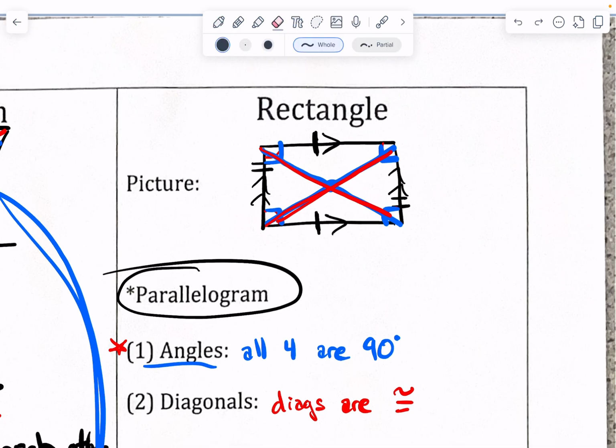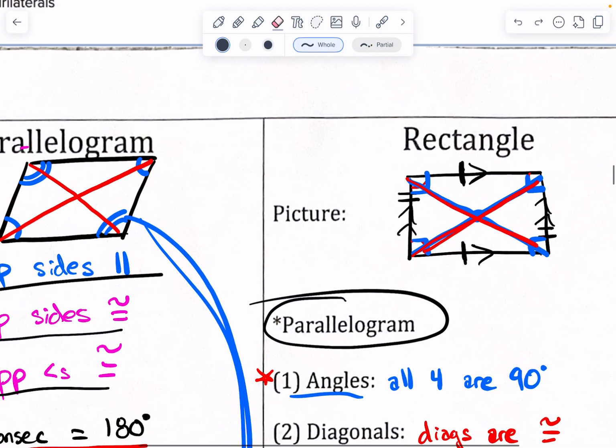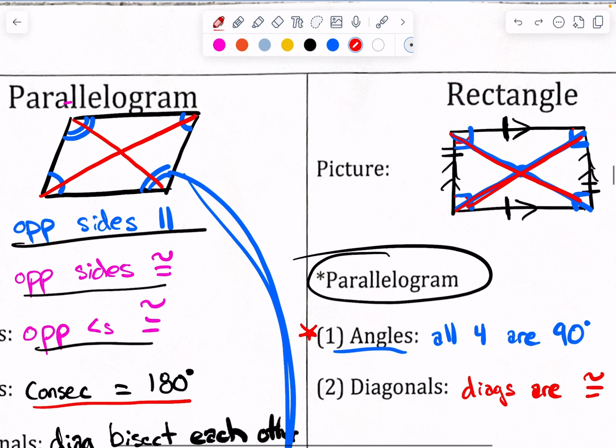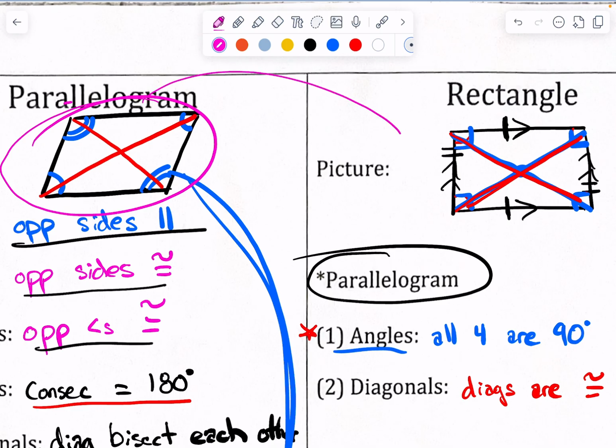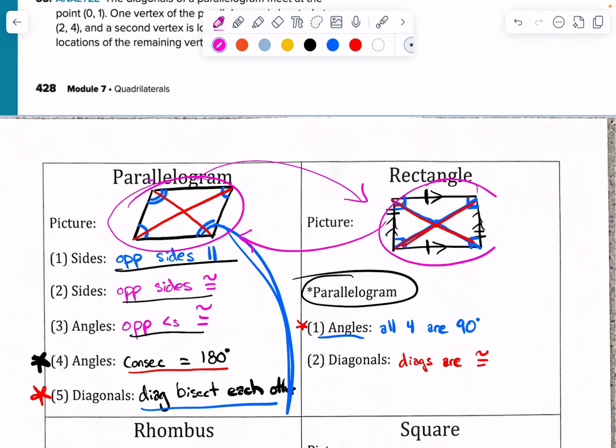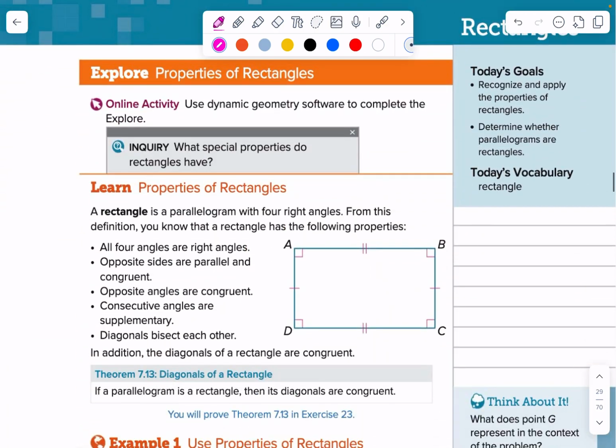And this kind of goes back to: a rectangle is a parallelogram, but not every parallelogram is a rectangle, right? So you're like, that's confusing. How can that be true? A rectangle is a parallelogram, but not every parallelogram is a rectangle. Like this guy is not a rectangle. This guy is a parallelogram. So I know sometimes it's hard to wrap your brain around, but that's how it works. All right, let's do some examples.